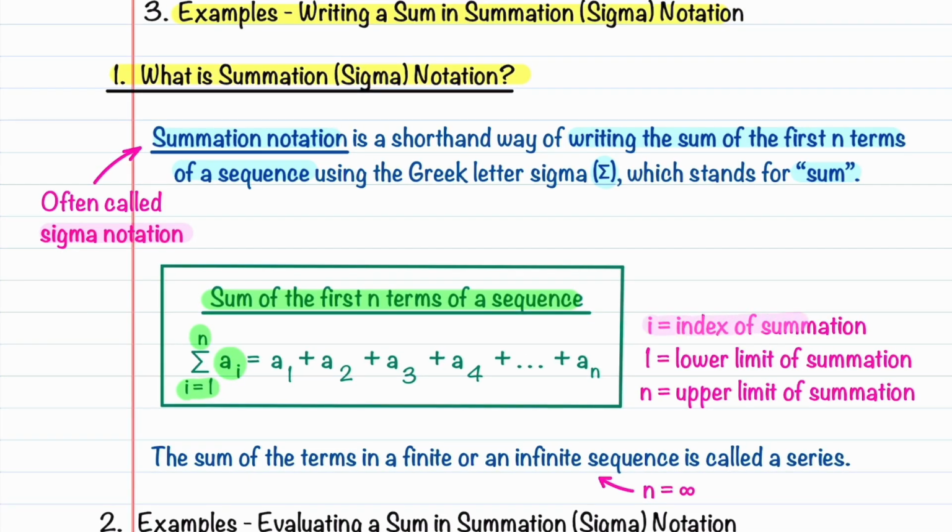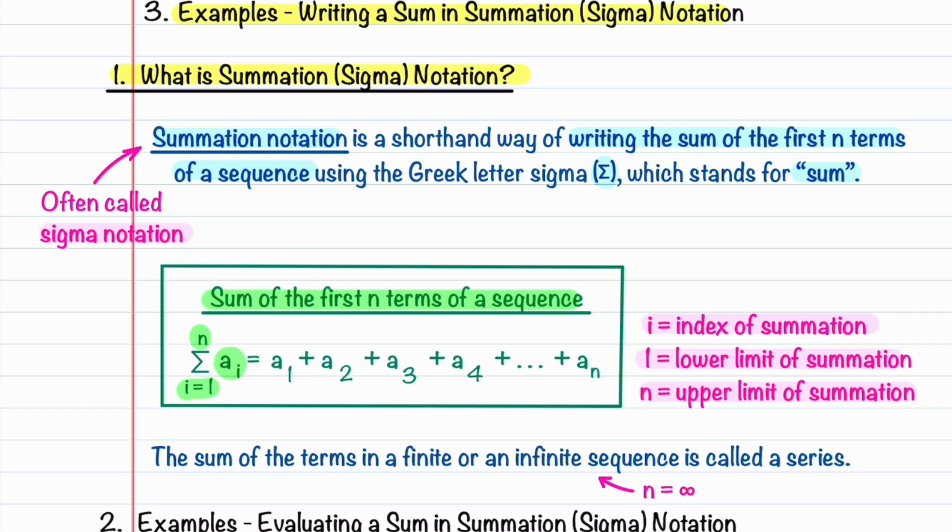i is called the index of summation. 1 is the lower limit of our summation. It doesn't always have to be 1. It can be 0, it can be 10, or any other number. And then n is called the upper limit of the summation.